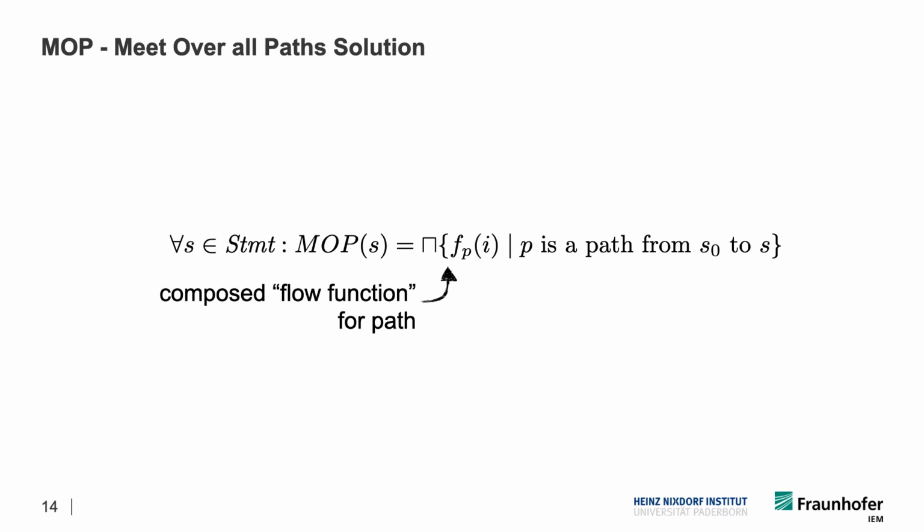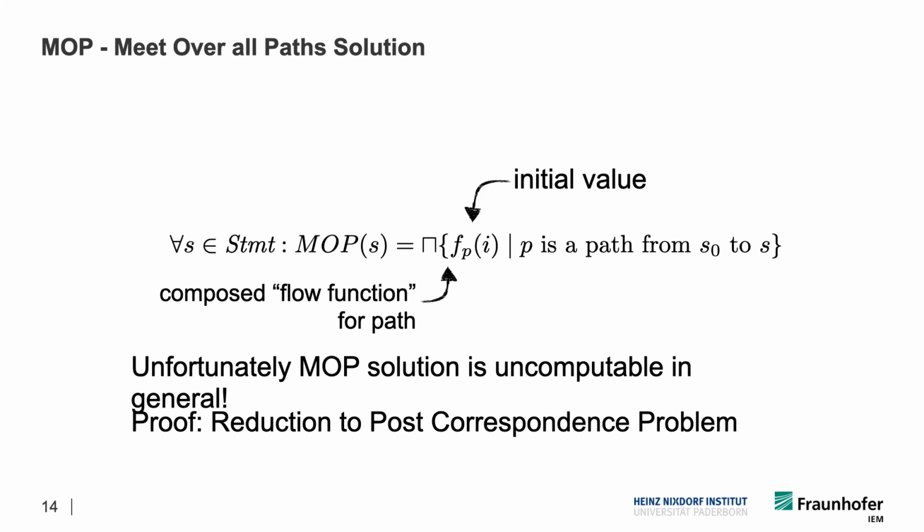That's just for you to read up at home. So here's the composed flow function, and there's the initial value. Unfortunately, the MOP solution is really uncomputable in general. And you can prove this through a formal proof that reduces this problem to the so-called post-correspondence problem. That's something you would be able to look up in the literature. So that's a simple reduction proof to another undecidable problem. But like I explained to you, also intuitively, it's just not computable because this problem of deciding conditionals is actually undecidable.